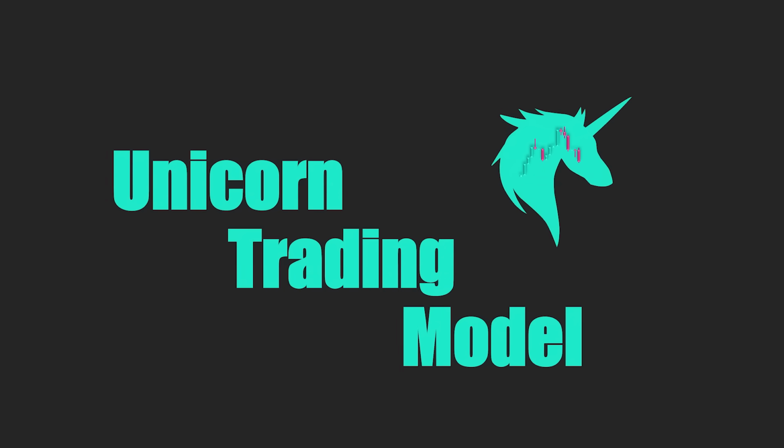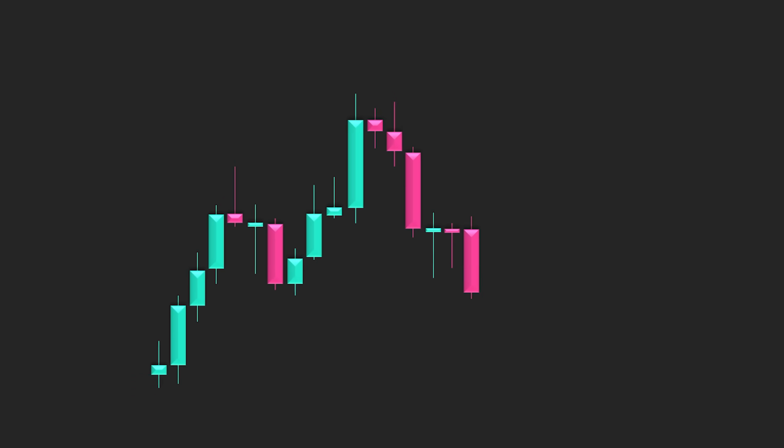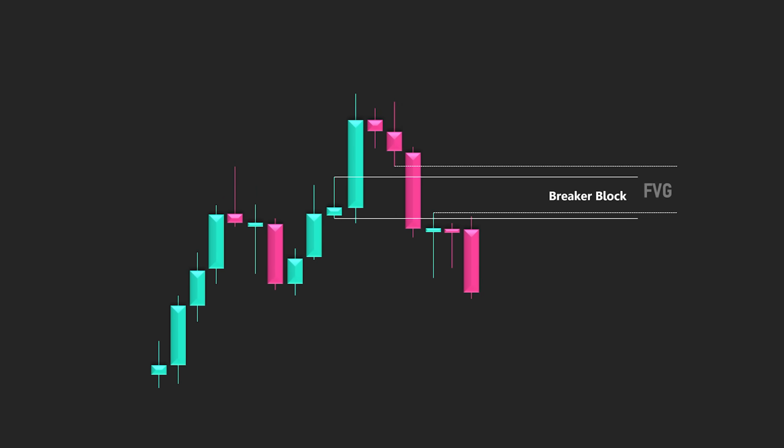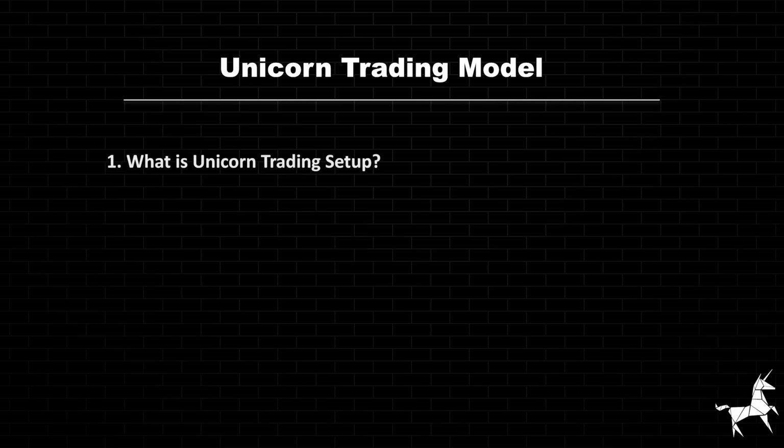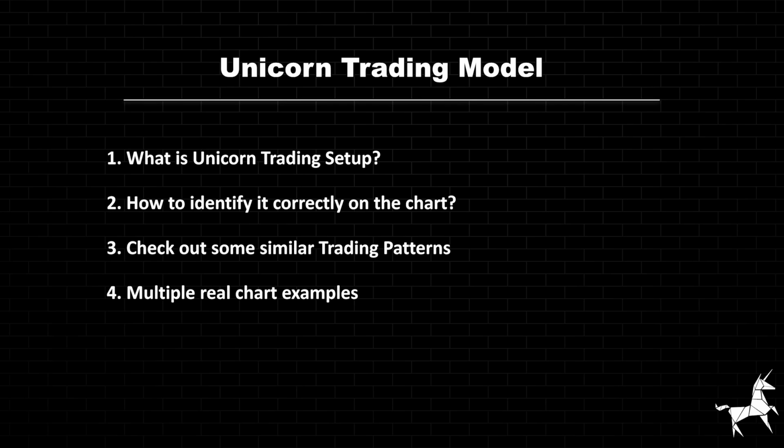In this video, we'll discuss a trade entry setup from ICT called the unicorn model. This trading model occurs when a breaker block lines up with a fresh fair value gap area, creating a high-quality trading zone. So today, we'll explain what this strategy is and how to use it correctly on your charts. We will also check out some similar patterns that help create strong confluence areas like this one.